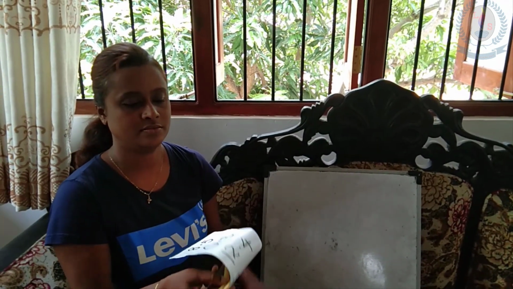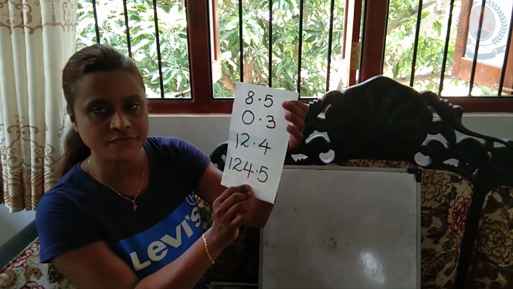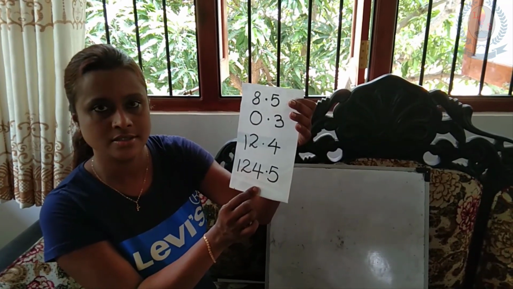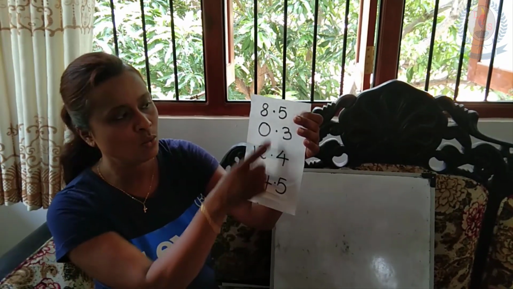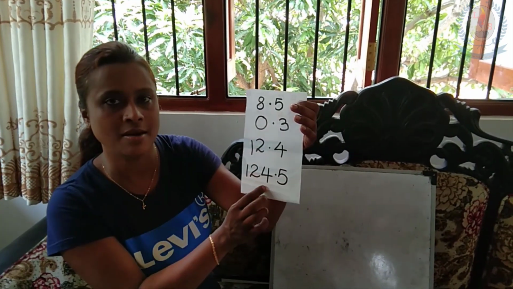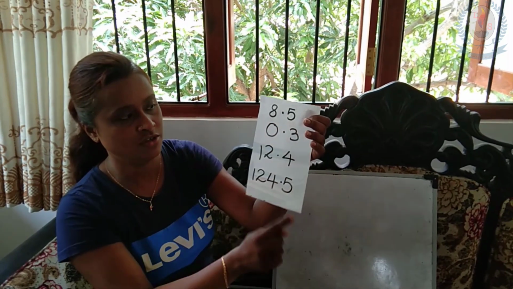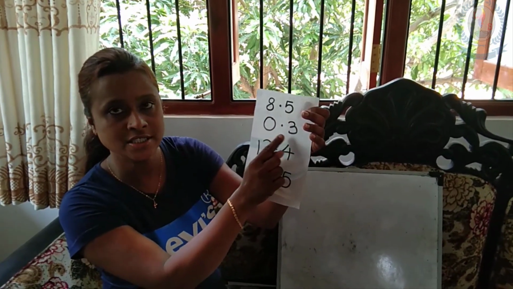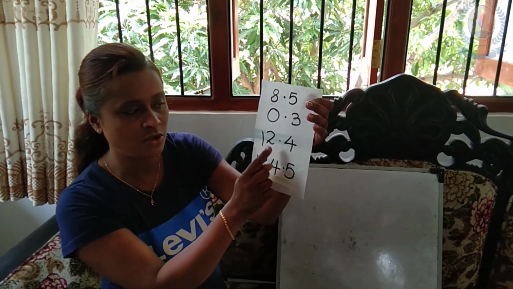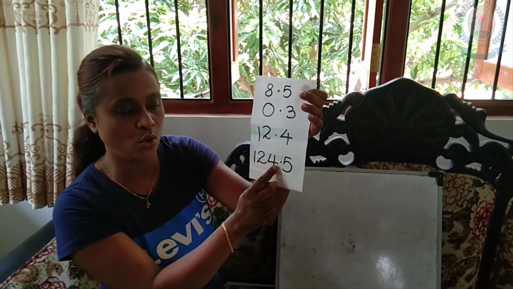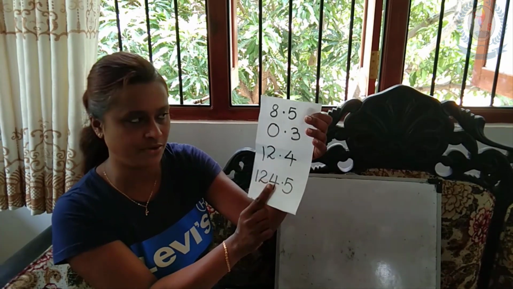Now look at this set of numbers. It's a little bit different from the previous set of numbers as there's a dot in between the numbers. What is this dot and what are these numbers? We can read this as 8.5, 0.3, 12.4, 124.5. Like this we can read.